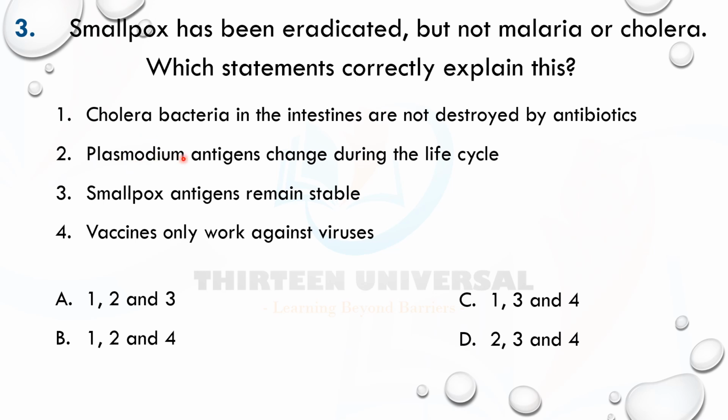Then number 2 says Plasmodium antigens change during the life cycle. Yes, Plasmodium is a eukaryote. It has many surface antigens, so they change during the different life cycle stages. So 2 explains that. 3 says smallpox antigen remains stable. Yes, that is why it was eradicated. There was no antigenic variation. It didn't change, no mutation. So it worked.